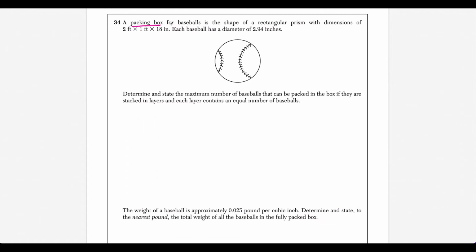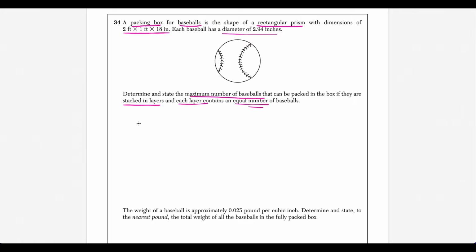Question 34, we have a packing box for baseballs. It's in the shape of a rectangular prism, and here are the dimensions. And we're told each baseball has a diameter of 2.94 inches. So we could assume these baseballs are spheres. And what we need to do for the first part is determine and state the maximum number of baseballs that could be packed in a box. And this part is really important. They're stacked in layers. Each layer contains an equal number of baseballs.